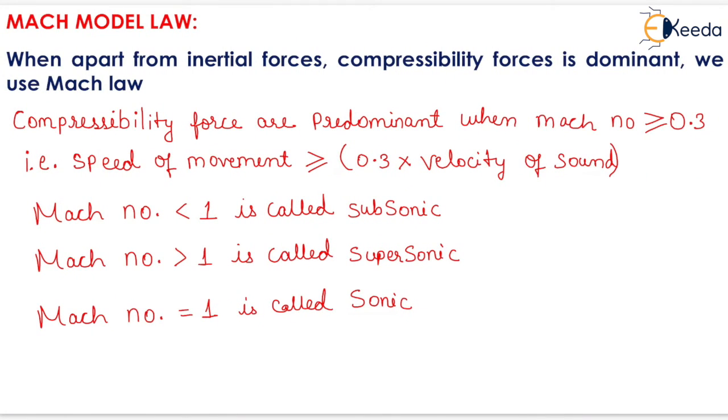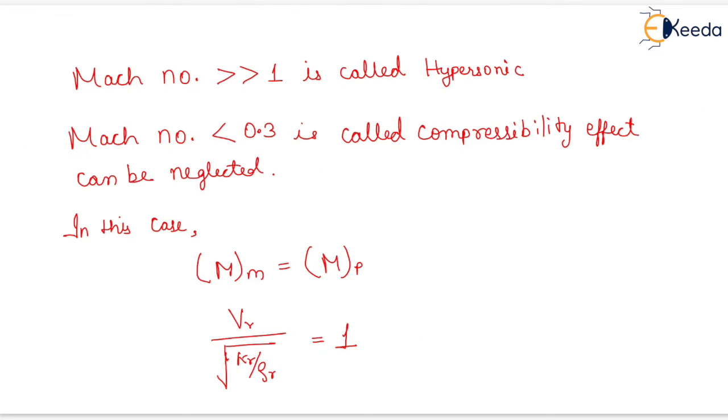Now next is the Mach model law. When, apart from inertia forces, compressibility forces are dominant, we use Mach law. Now compressibility forces are predominant when Mach number is greater than or equal to 0.3. That is, speed of movement will be greater than or equal to 0.3 into velocity of sound. When Mach number is less than 1, it is called subsonic. When Mach number is greater than 1, it is called supersonic, and when Mach number equals 1, it is called sonic. When Mach number is greater than 5, it is called hypersonic.